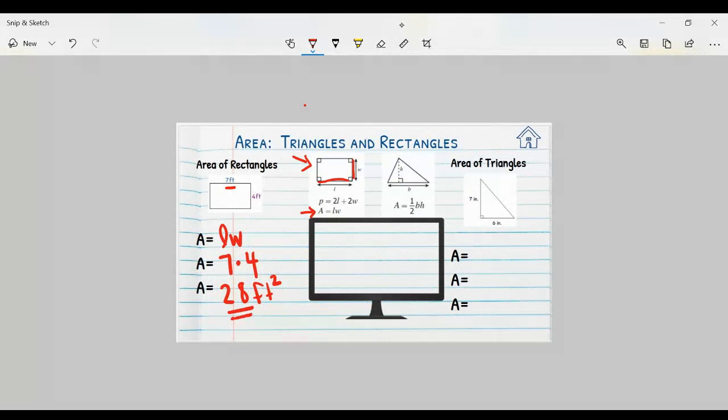So all you have to do is use the formula that's given, plug and chug, and then get your answer. You will also be able to use your Desmos calculator for this. Now let's take a look at area of triangles. Our formula looks like this, and our base and our height are always connected by a 90-degree angle box.